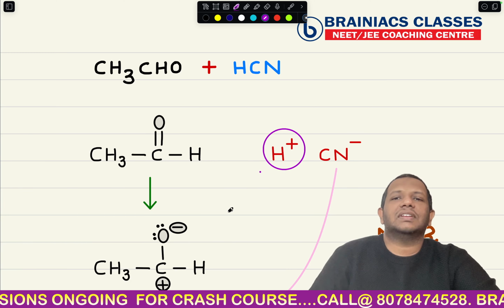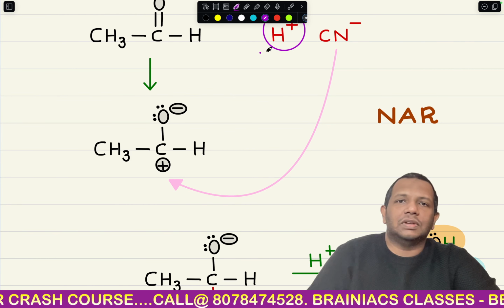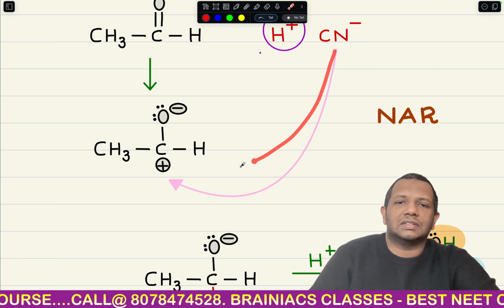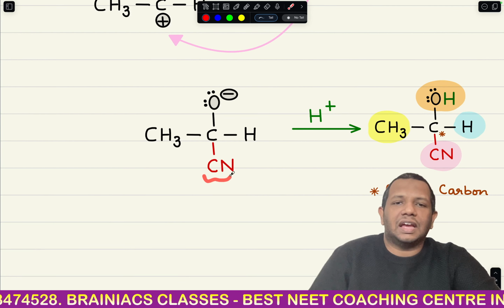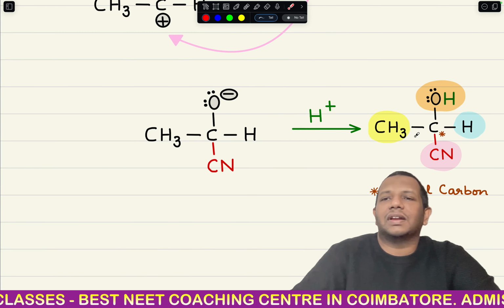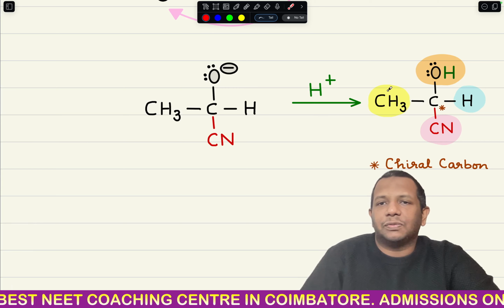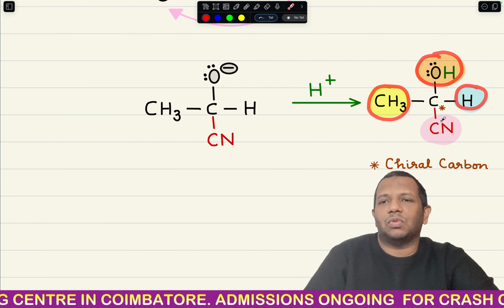You can see H plus and CN minus. The first attack comes from the nucleophile to the positively charged carbon. Then what will happen, sir? CN will come here, and H plus in the next step will attack the O minus, and here you are getting a compound that has 4 different groups: one is CH3, one is OH, one is hydrogen and one is cyanide.